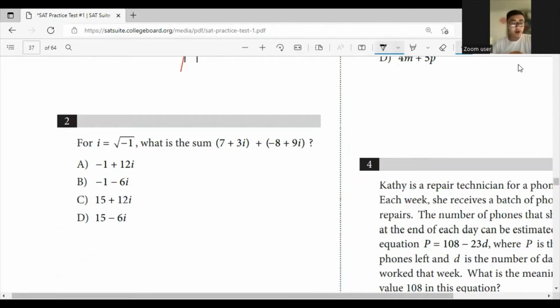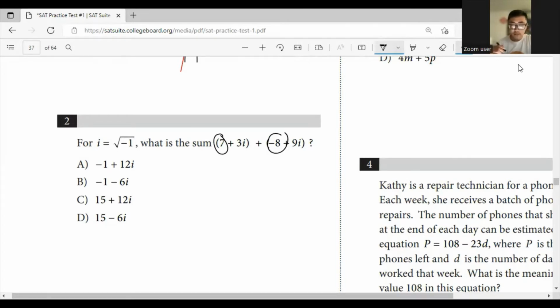Okay. For i equals the square root of -1, what is the sum of 7 plus 3i plus the quantity minus 8 plus 9i? So in a question like this, we're just asked to find the sum and we just add these together. So when I look at this, I'm just going to add like terms. So I'm going to do this. Oh, that was the wrong one.